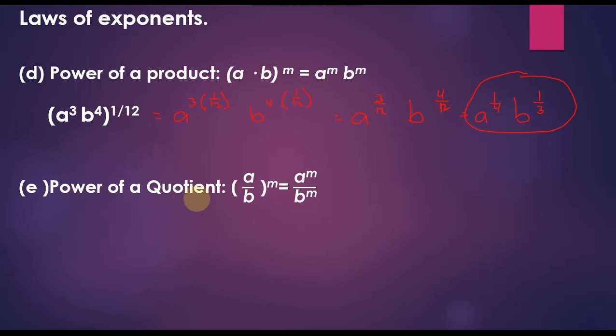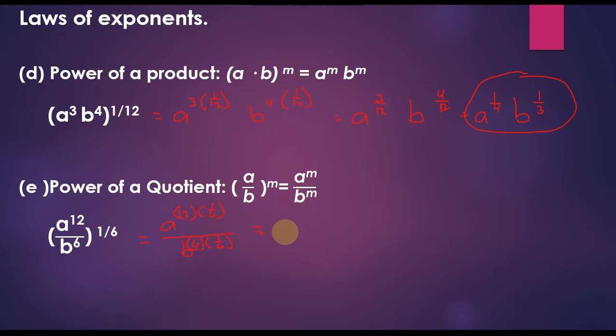Power of a quotient. This is the same as power of a product. We just also distribute this exponent outside the parentheses to each exponent inside our parentheses. Again, copy first this one, a raised to 12, and then distribute 1 over 6, all over. We have here b raised to 6, and then distribute 1 over 6.